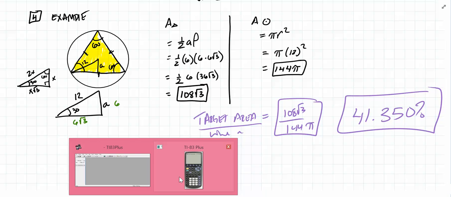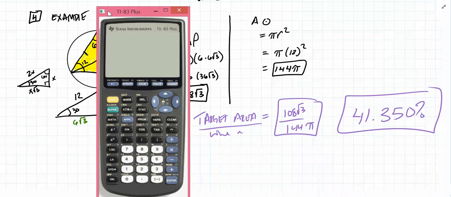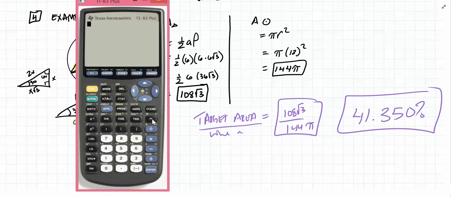I'll plug it into my calculator now. Here's how you do it. Put parentheses on top. Go 108 times the square root of 3. That's my numerator. Divided by another set of parentheses, 144 pi. Push enter, times 100.